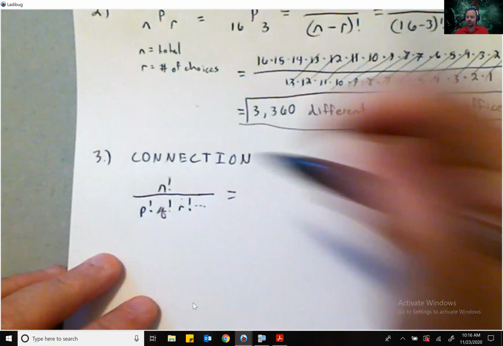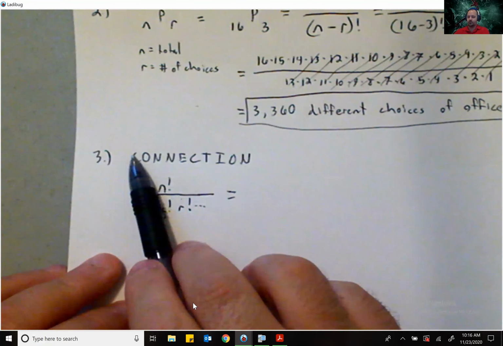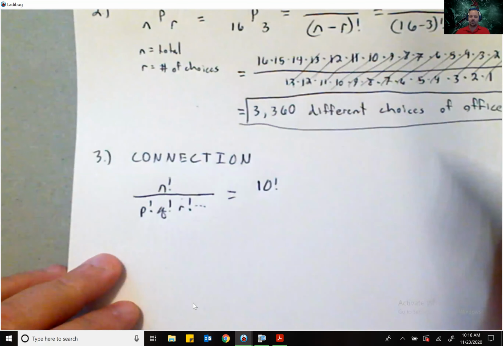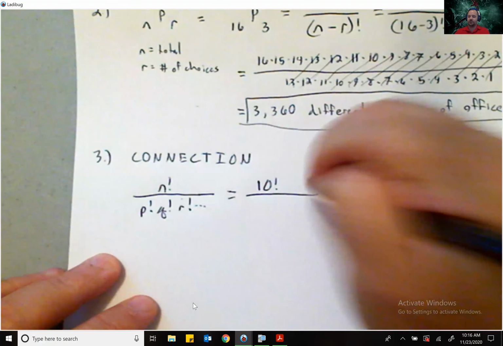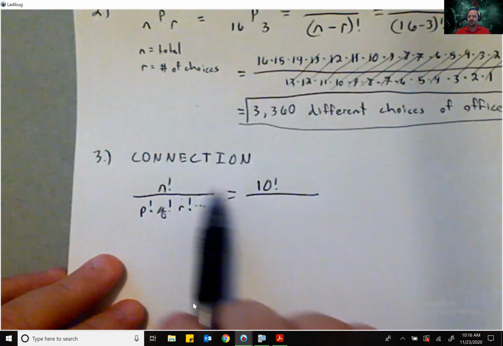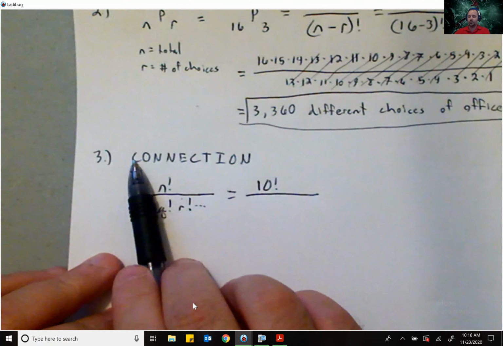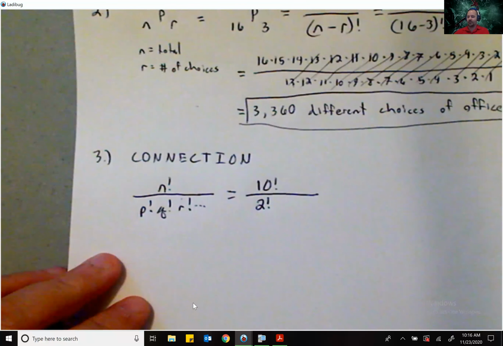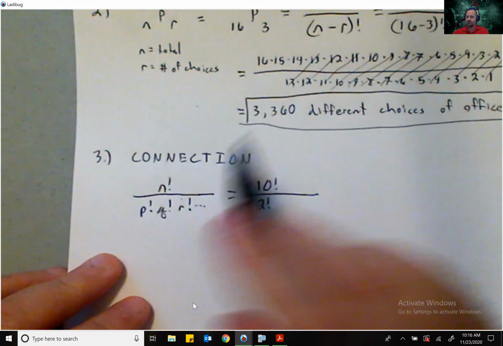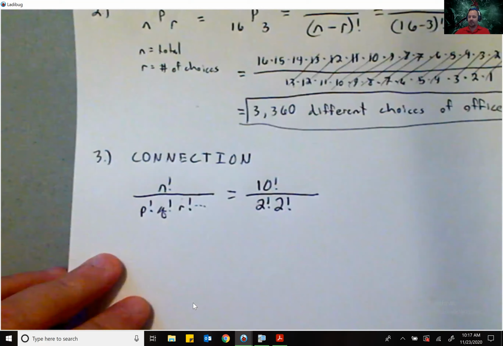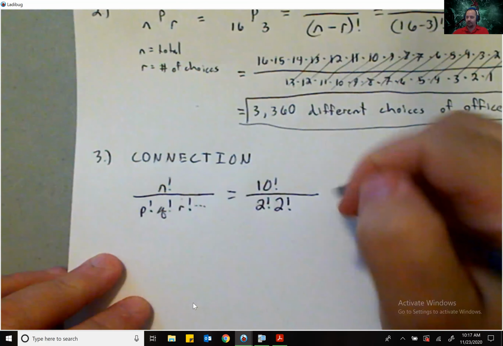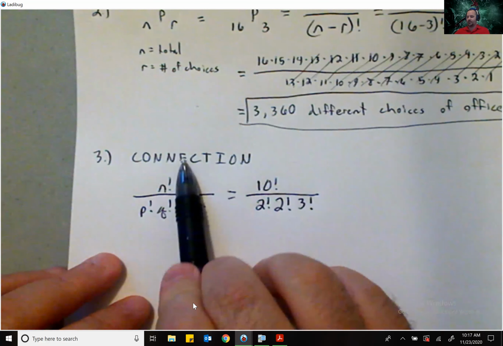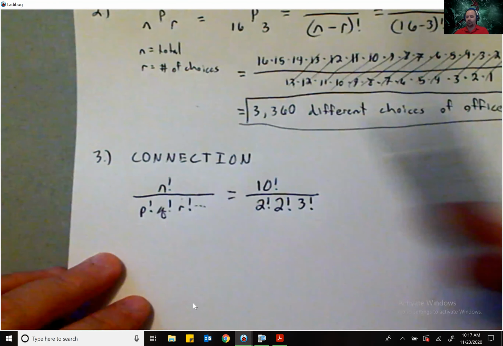So let's do this. Let's fill in. So n is our total. 1, 2, 3, 4, 5, 6, 7, 8, 9, 10. So I got 10 factorial on top. And then down below, you've got to put your duplicate factorials. So as we said a moment ago, C is a duplicate. And there are 2 of them. So that's 2 factorial. O is a duplicate. There are 2 of them. So that's 2 factorial. N is a duplicate. There are 3 of them. So that's 3 factorial. E doesn't repeat, T doesn't repeat, I doesn't repeat. So there it is.